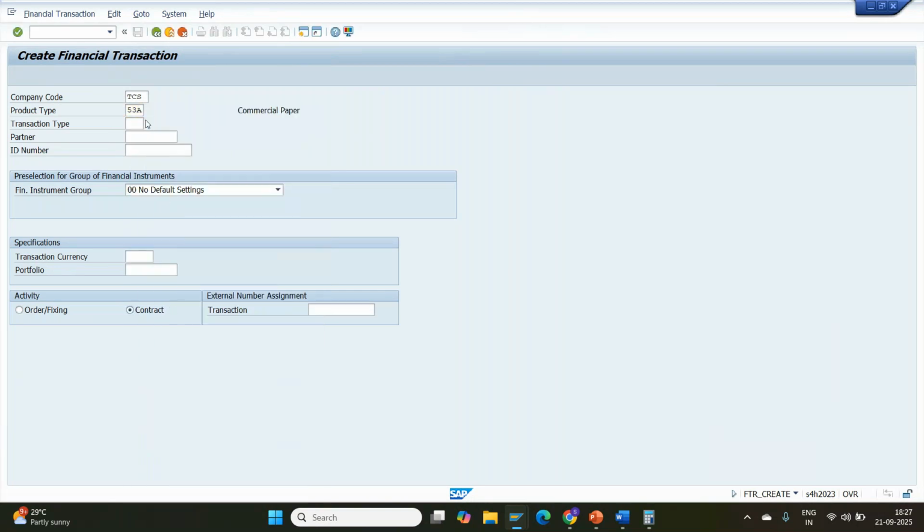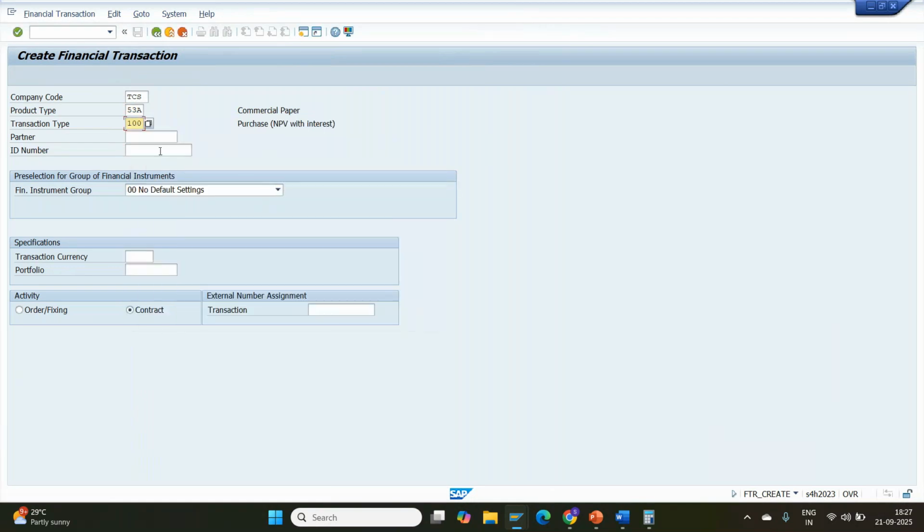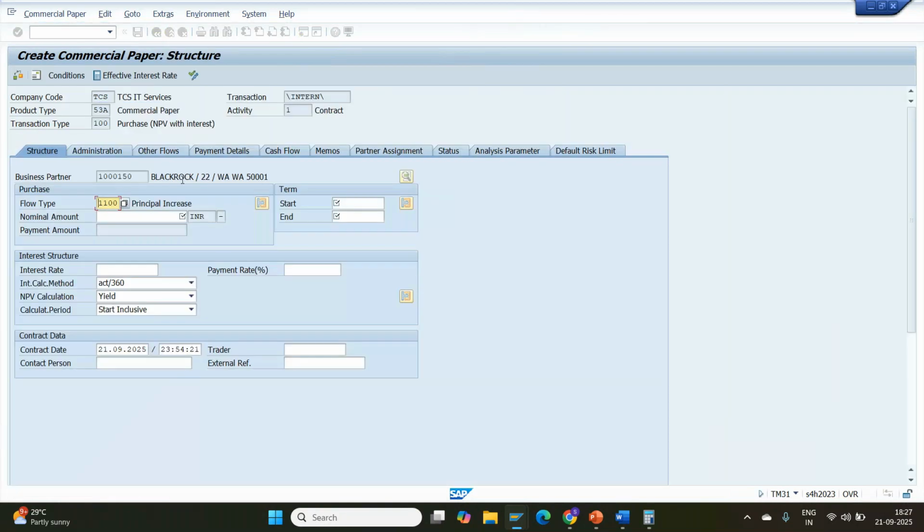I am purchasing. Here you can see commercial paper purchase. There is a counterparty. Just enter. This is a commercial paper. You can see create a commercial paper. I am putting 1 CR and the date is 1/9/2025 to 1/9/2026. That is a 1 year duration.